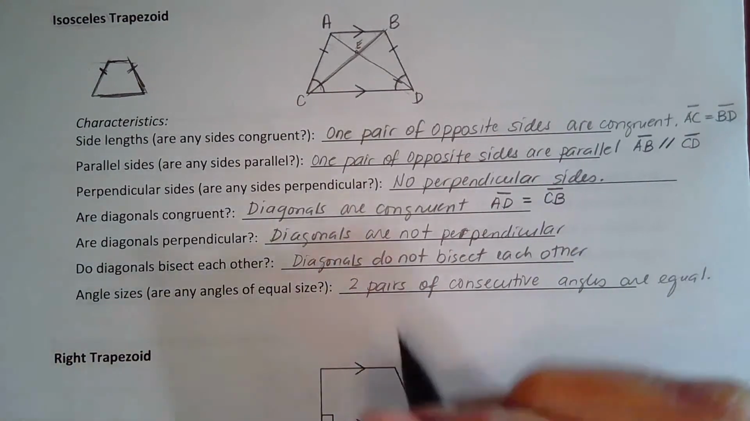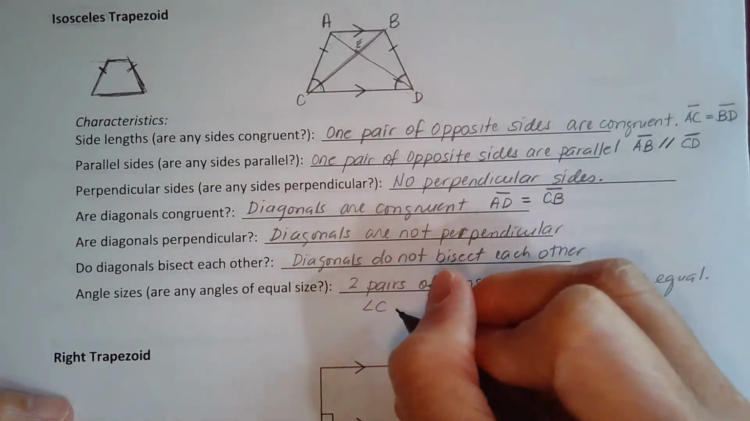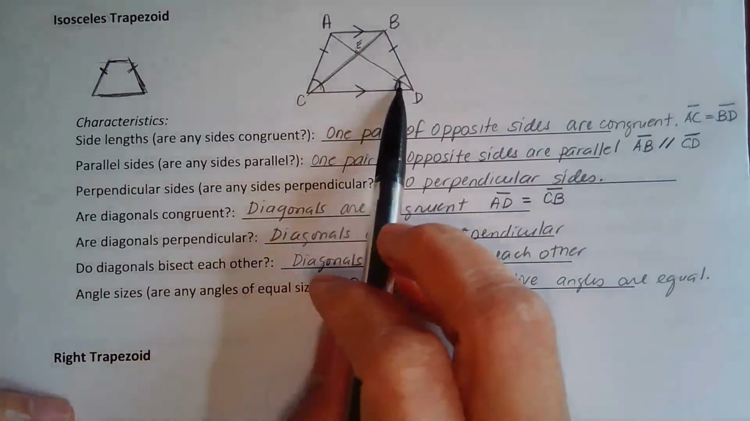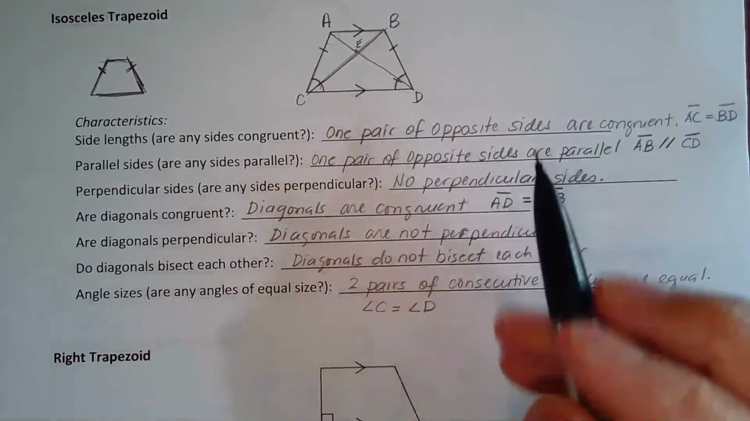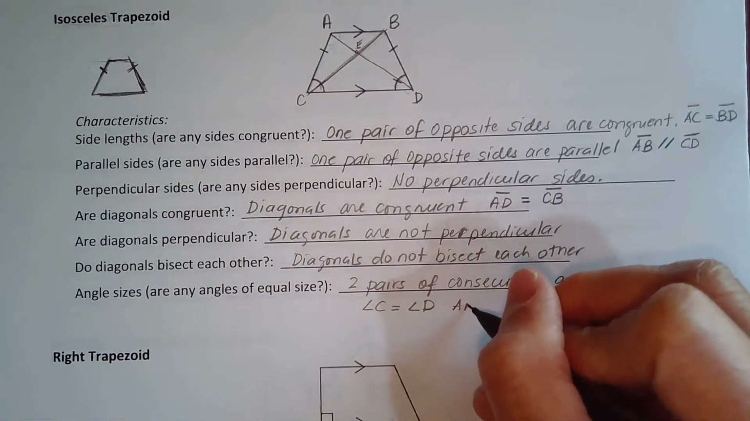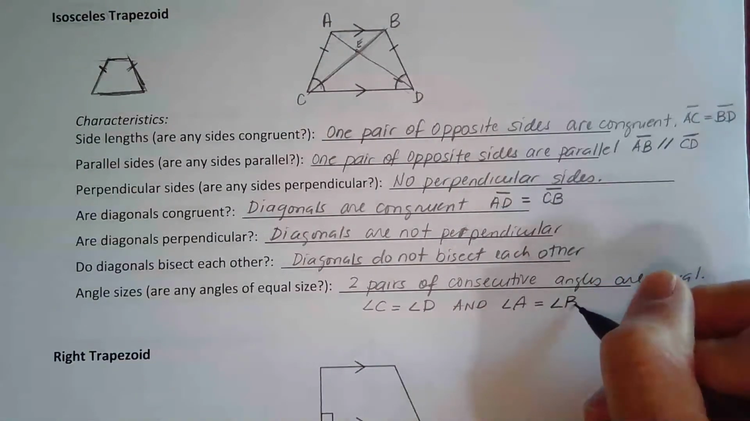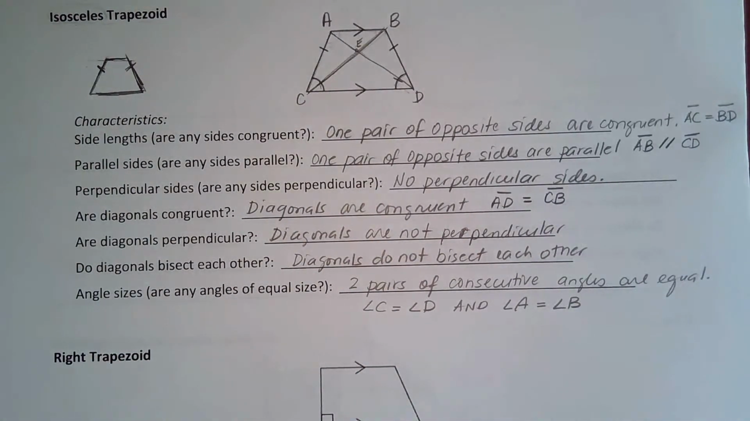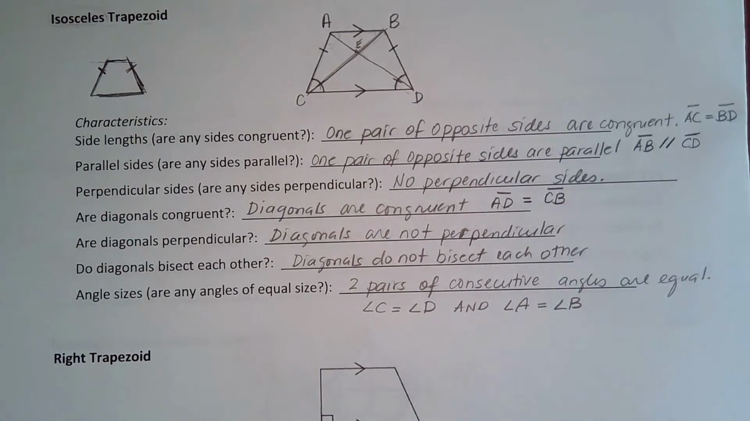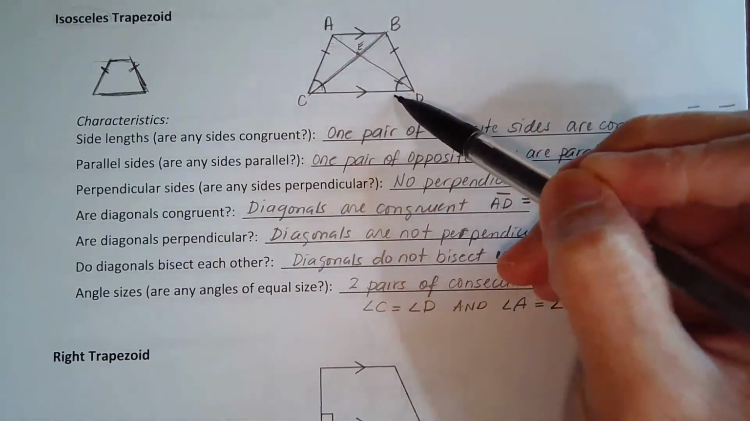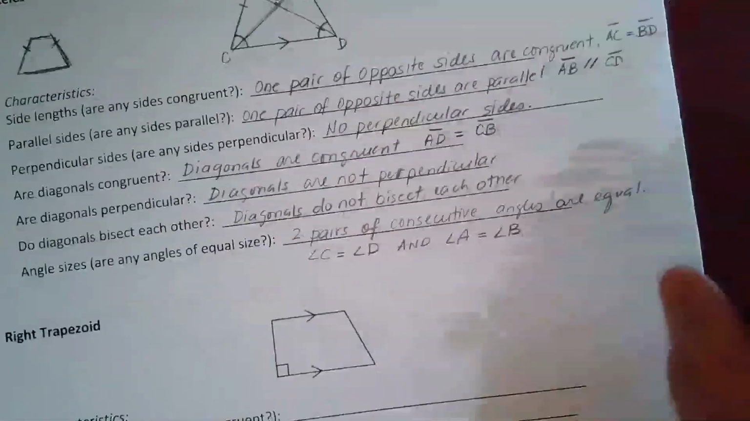Okay, so which two pairs is that? So we can say angle C is equal to angle D. These two are equal to each other. And angle A equals angle B. Not the opposite, but the consecutive, two pairs of consecutive. So these two consecutive angles, and then these two consecutive angles. Okay, next one.